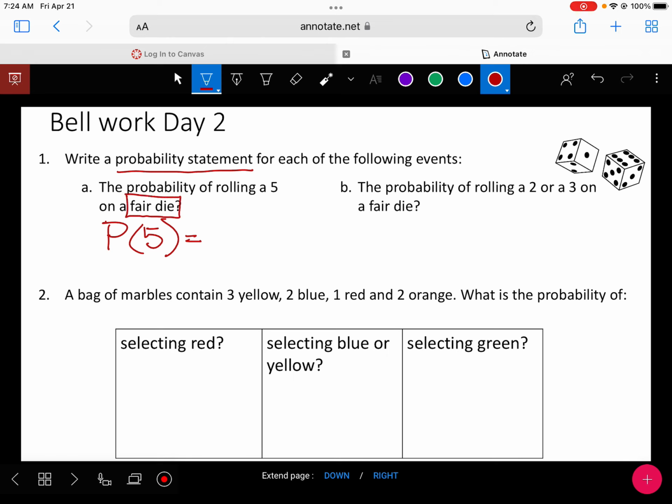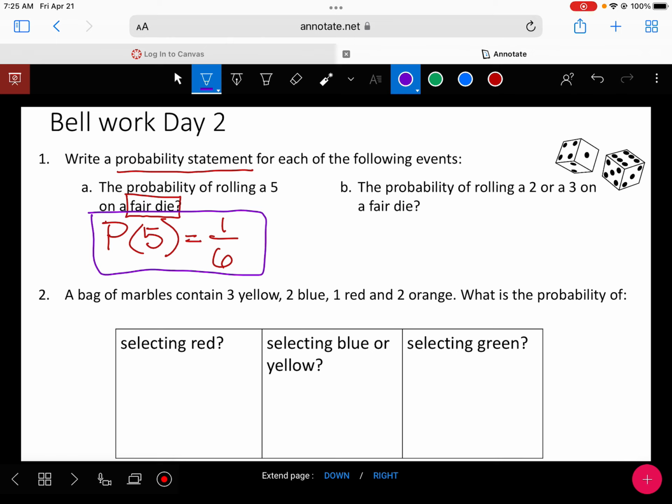A fair die. We talked about dies yesterday. What is a die? Yeah, it's like a single dice, right? So to roll a 5, how many successes would that be? How many faces have a 5 on them? 1 out of how many total? 6. So your answer is not just 1/6, but because they wanted the statement, the probability of rolling a 5 is 1/6. How many had 1/6 though, at least? Good. All right.